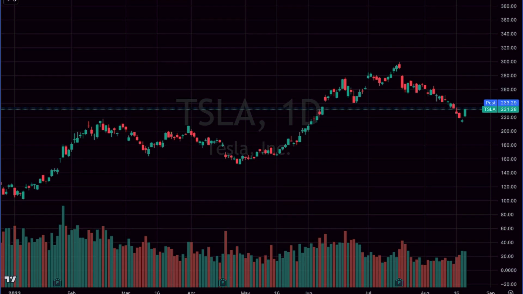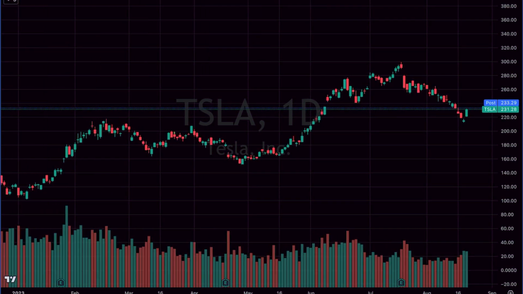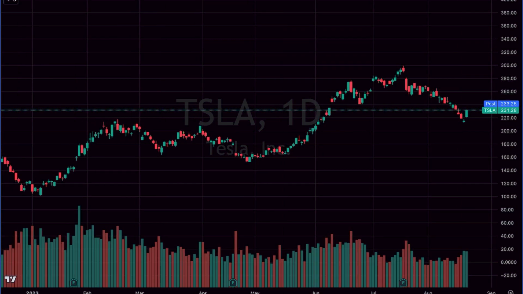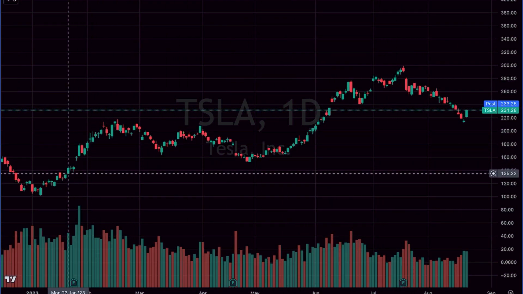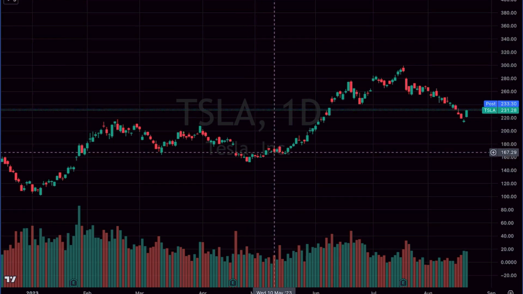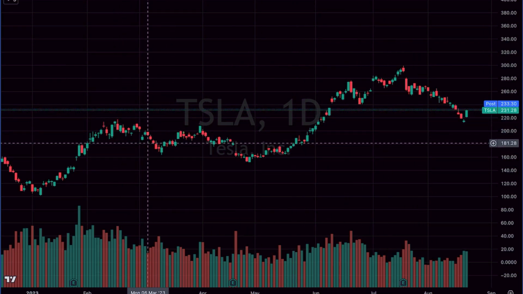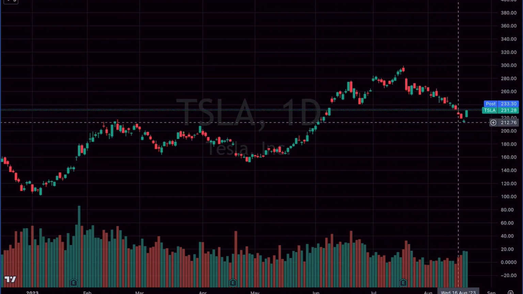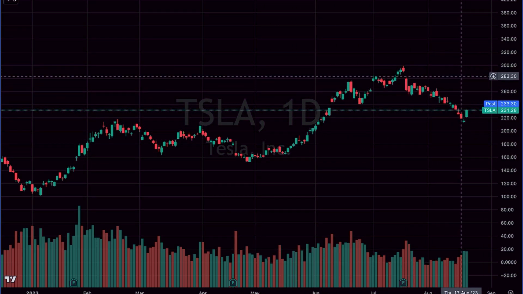To give a visual, whenever I'm looking at a chart, I want to identify if it's in an uptrend, downtrend, or in the range. So this is Tesla on the daily chart. Right off the bat, I can see that we are making higher lows and higher highs, right? So low, high, higher low, higher high, higher low. So what's next? Potentially a higher high here.